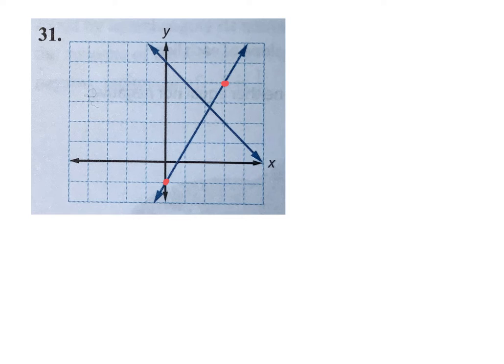So y-intercept is easy, right? It's where it crosses the y-axis. So my b is going to be what for that line? What's my b for that first line? Negative 1.